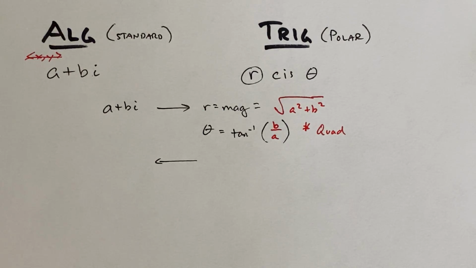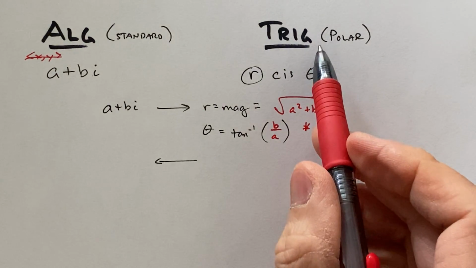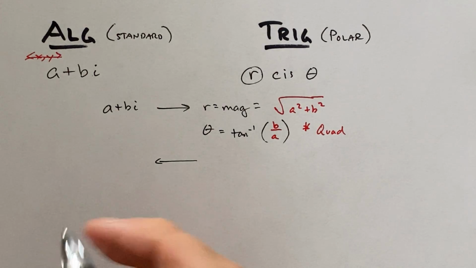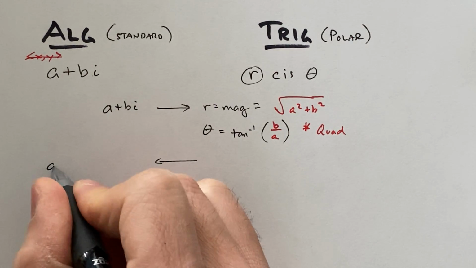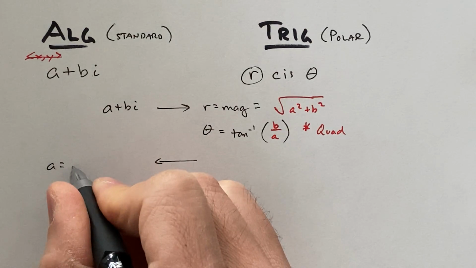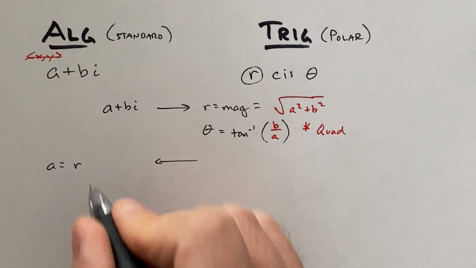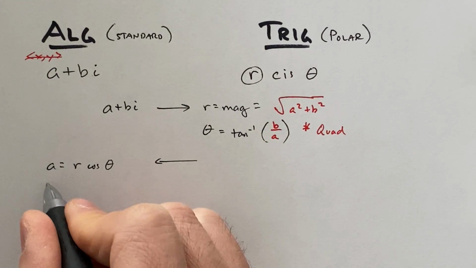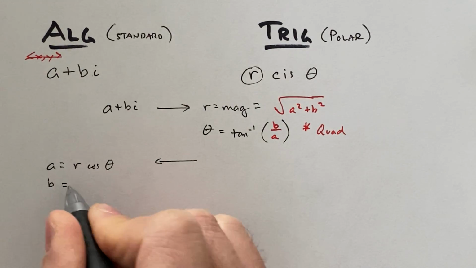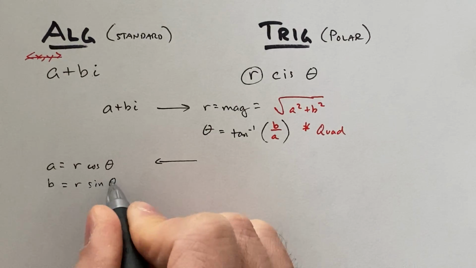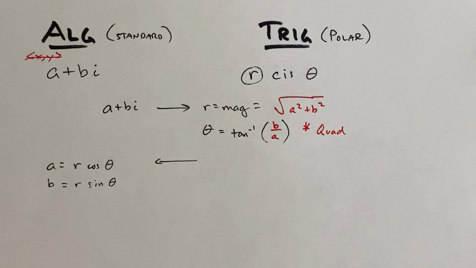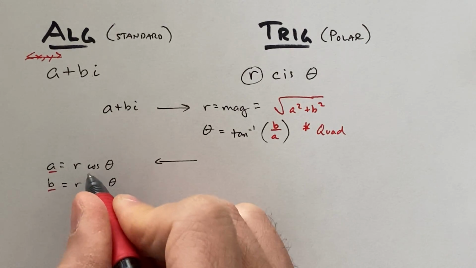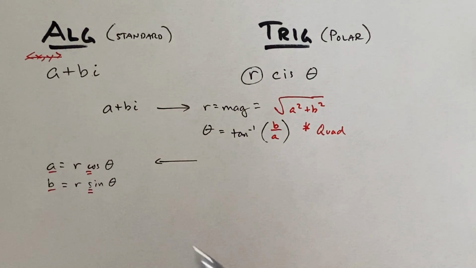if I wanted to go from trig or polar form into standard form, okay, how do I find a, the real component? a is nothing more than the magnitude r times cosine of the angle. And then the imaginary component, b, is nothing more than r sine theta. Again, you can't forget, it's alphabetical. a comes before b, cosine comes before sine.